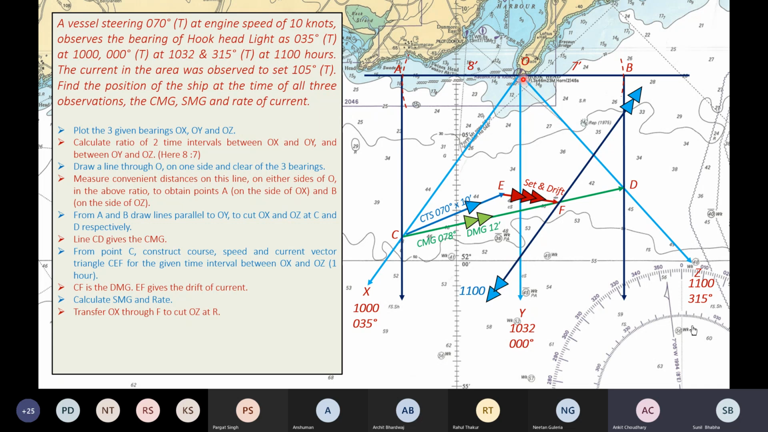We have an original position line, the third position line OZ, which is also for 1100 hours. So the point where the two position lines intersect marks our position at 1100 hours. Let's name this point as R, and this R point is our position at 1100 hours. So we have our 1100 fix, and we can read its latitude and longitude from the chart.